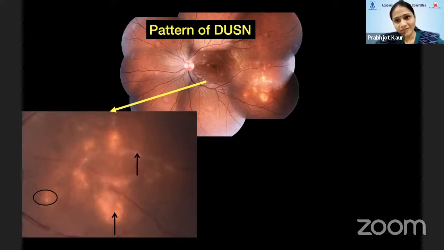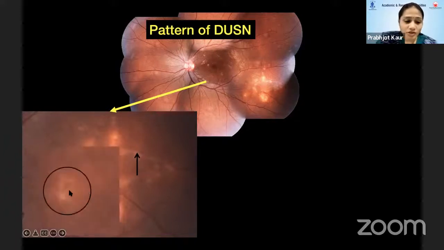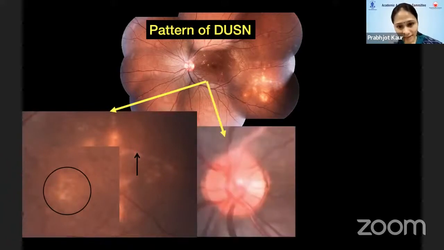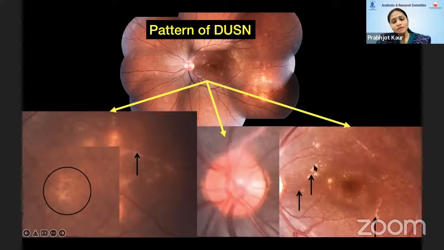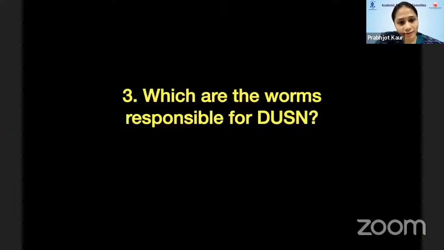Thank you. So to begin with, there will be the presence of these yellowish-white outer retinitis lesions in one quadrant, usually, and then you will see focal vascular sheathing in the same quadrant. You might sometimes be able to appreciate the presence of a worm which causes this disease. Second would be the presence of optic disc edema, and third would be the presence of subretinal yellowish-white precipitates or subretinal tracts, which basically suggest that this is an active stage of DUSN or acute DUSN.